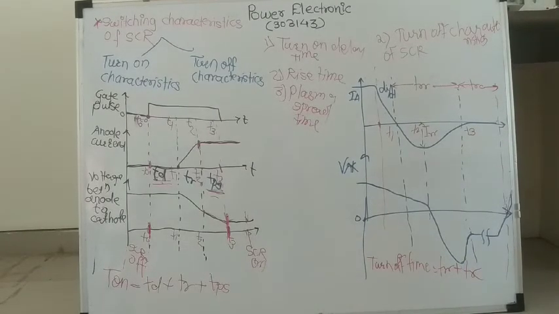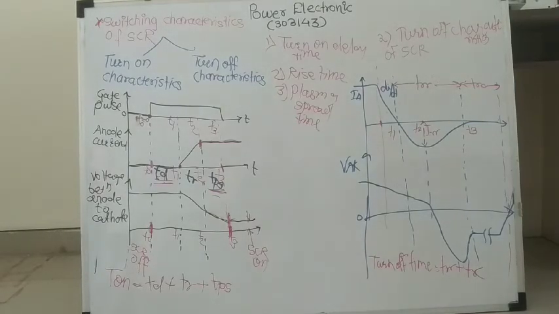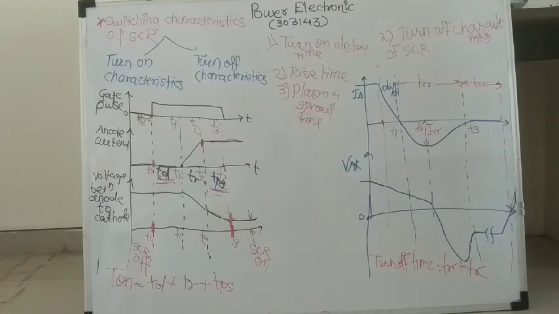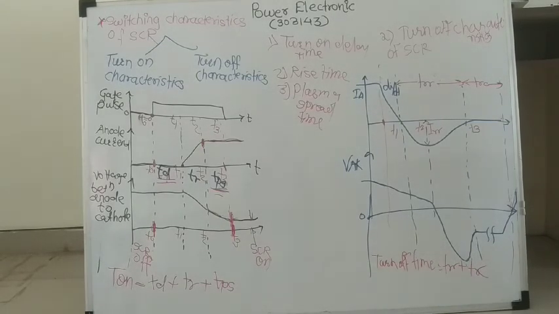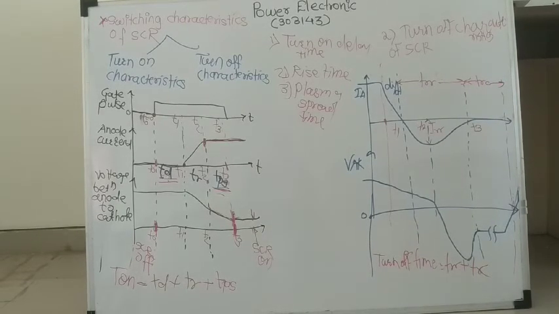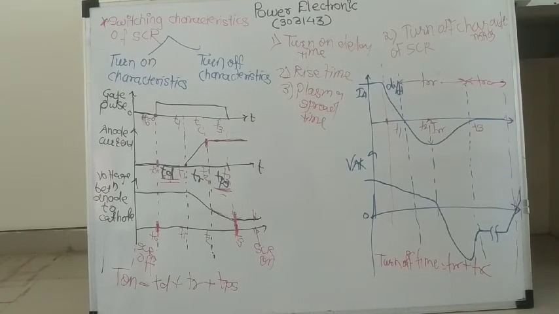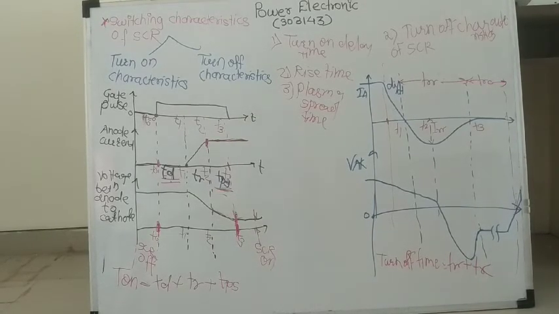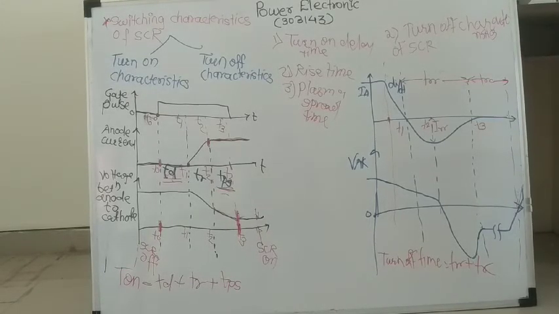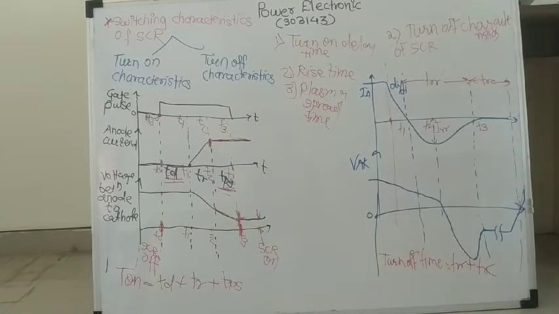Now see, the turn off time of SCR is dependent on the current flowing through the SCR. Second is the rate of decreasing current, that is di by dt. Third is the junction temperature, because in SCR there are 3 junctions present, J1, J2 and J3, so how much temperature the junction has matters. Then the next one is the magnitude of reverse voltage.